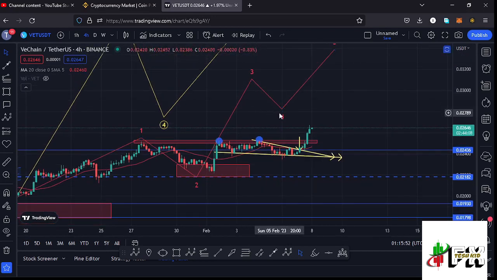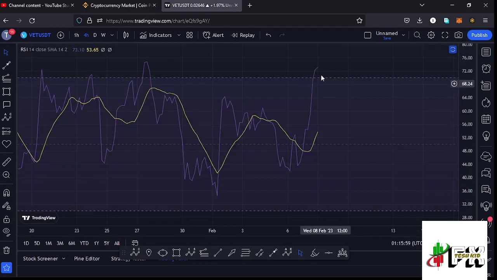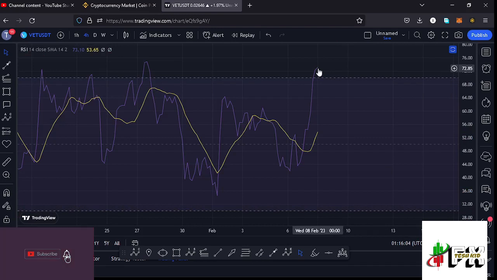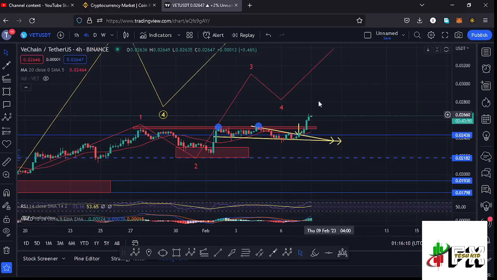And also taking a look at the indicators to see whether the RSI could support higher prices in the formation of that wave 3. Here on the RSI, you can see we are trading at around the 72 mark, meaning we are just about to get into the overbought region, and we don't have that massive room for us to fully support higher prices here on the Vechain chart in the formation of that wave 3.